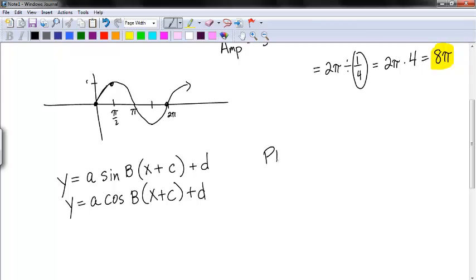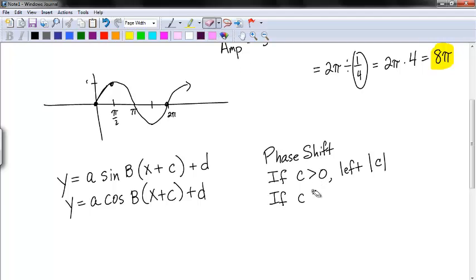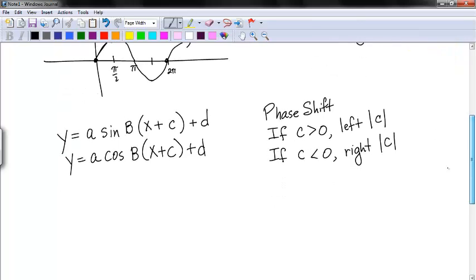For the phase shift: if C is greater than 0, it will slide the whole graph left the absolute value of C. If C is less than 0, it will slide the whole graph right the absolute value of C.